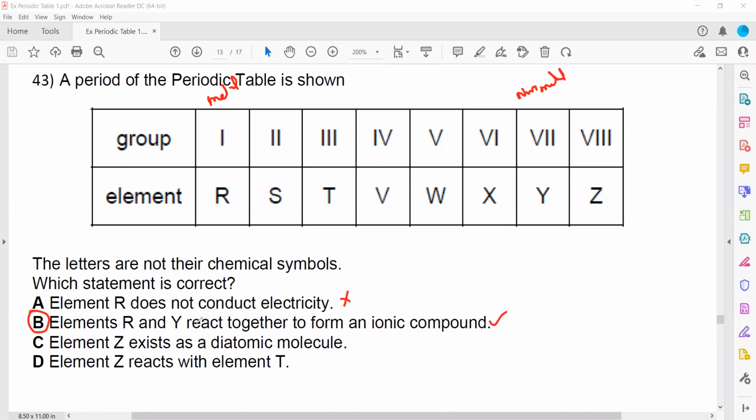Yeah, that's right, B. Z exists as a diatomic. Z is in group 8. Group 8 always exists as monoatomic, like you will always find one atom. And Z reacts? Group 8 elements are unreactive, they do not react with any substance.